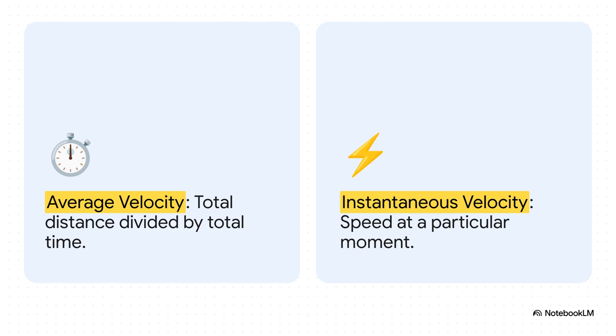But then, on the flip side, we have instantaneous velocity. That is the exact speed you are traveling at one frozen, specific moment in time. So if you glance down at your speedometer while you're cruising, that number right there, that's your instantaneous velocity. For that Houston trip, your average velocity over the whole drive might be 80 kilometers per hour, but your instantaneous velocity might be 100 kilometers per hour while you're actually driving, and a flat 0 while you're stopped getting gas.